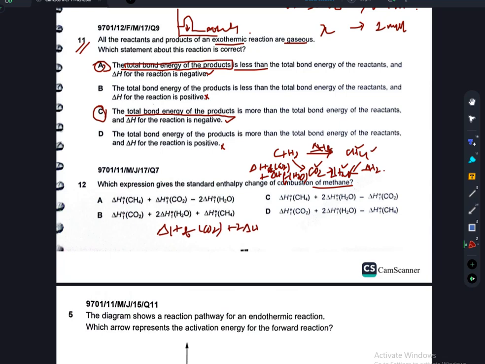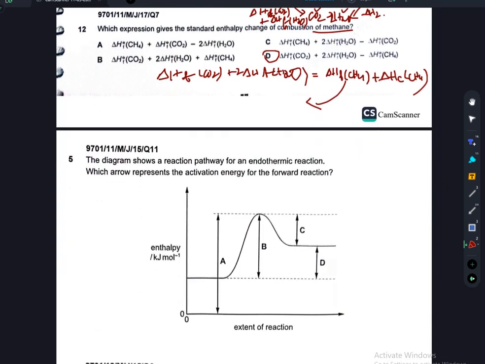2 delta HF of H2O, mind my writing, is equal to delta HF of CH4, formation of CH4, along with delta H combustion of CH4. So you take this to this side and you subtract it, so you would get D as your right answer.